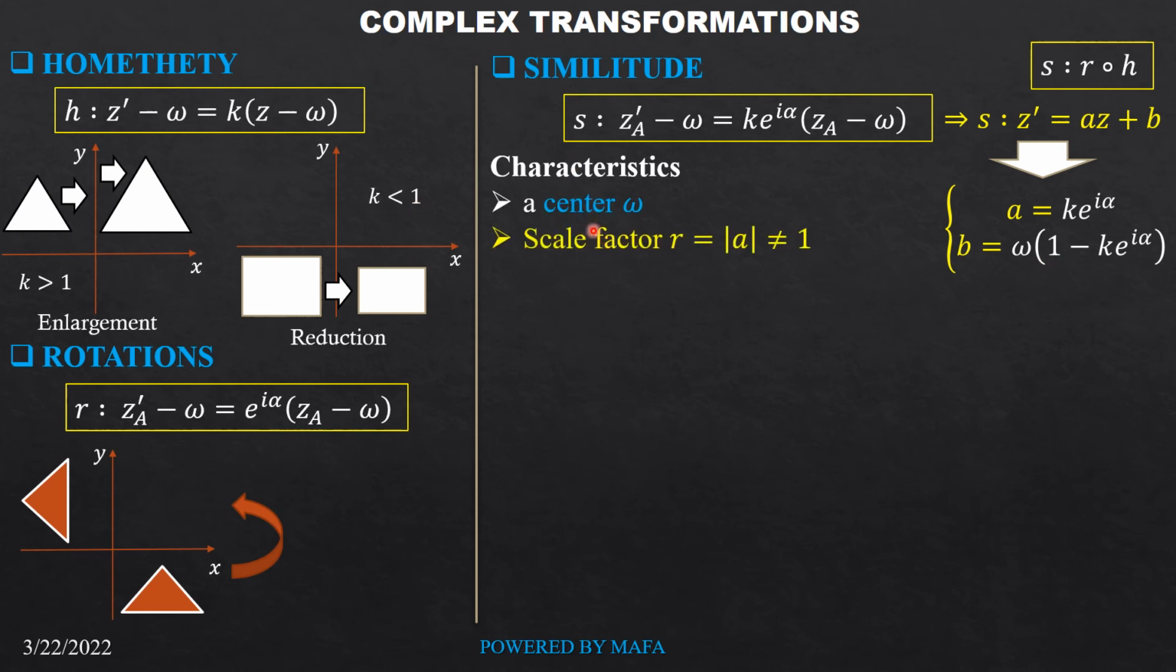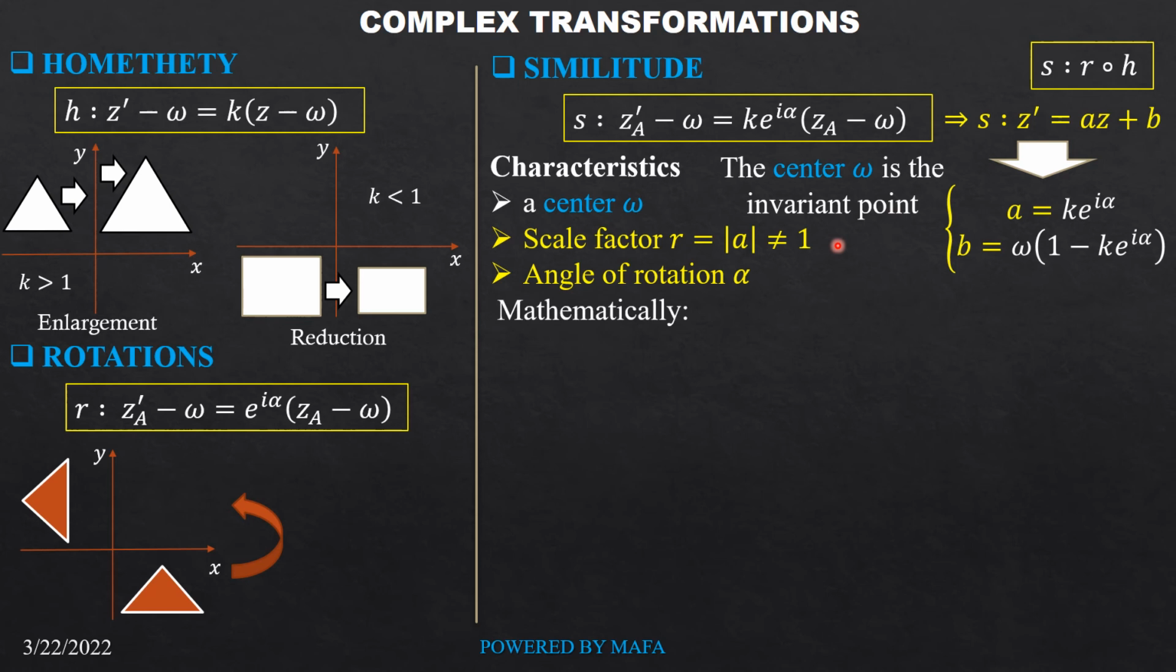The center is omega, the scale factor k is equal to the modulus of the complex number A, and it should be different from 1. If it is equal to 1, then we are now talking about a rotation. So a rotation is simply a similitude where the modulus of A is equal to 1. So if this is actually a similitude, then the modulus of the complex number A is different from 1. Okay, the angle of rotation is alpha for sure. The center omega is the invariant point, the same story that we were singing before.